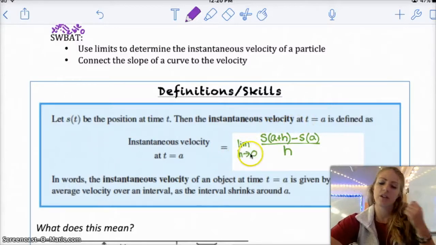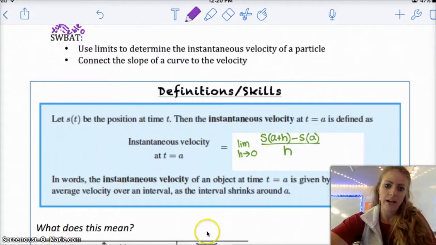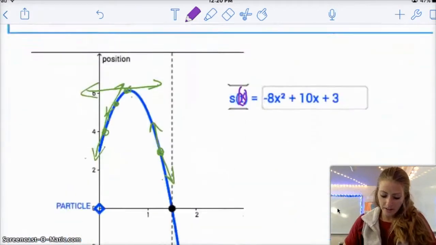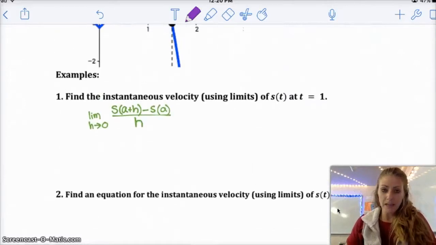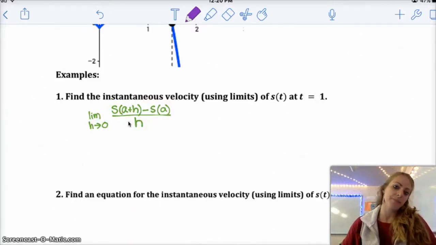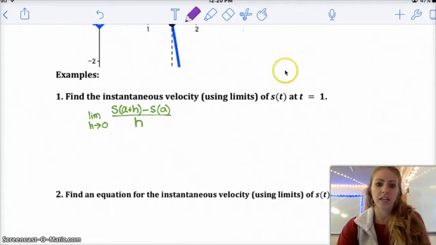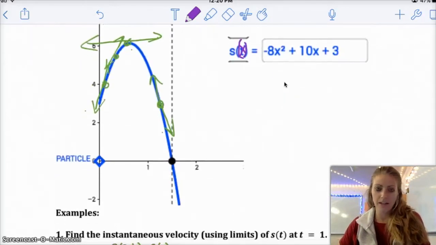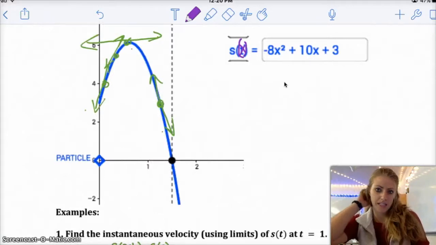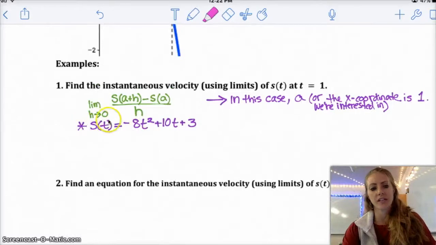So the limit as h approaches 0 of s of a plus h minus s of a over h. Okay? So in this case, here's our equation, or a limit that we need to solve for the instantaneous velocity at t equals 1. Since our function is the one above, negative 8t squared plus 10t plus 3, I'm going to write that down.